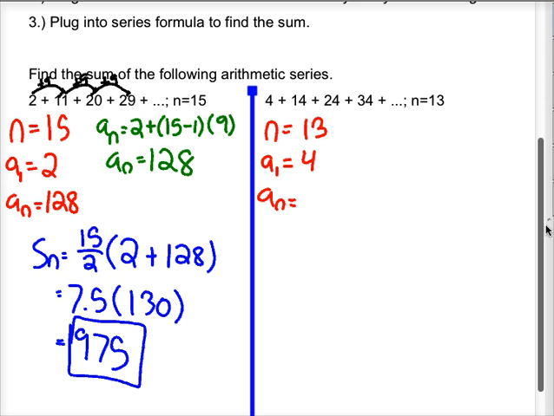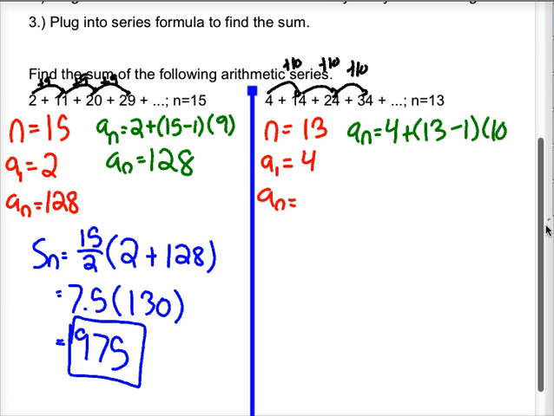Well, before I can use my explicit formula, I need to look to see what I am adding every time. And hopefully you can see you're adding 10 every time. So I'm going to plug all of that into my explicit formula. I don't know my future term, but I know my first term. I know my n, and I know my d.